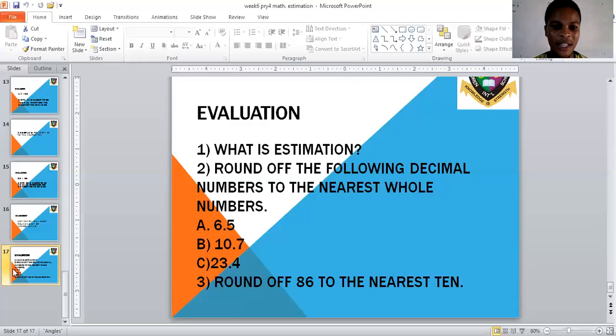Now, the third one, which is the last one, says round up 86 to the nearest 10. How do you round this up? You can do this. Very, very simple. You know where 86 falls. 86 is falling between 80 and 90. So which of these 10s is 86 closest to? That's what will give you your closest answer. Is that taken?